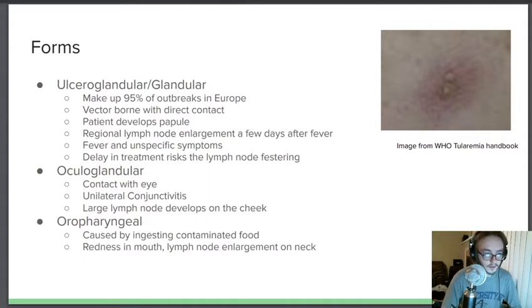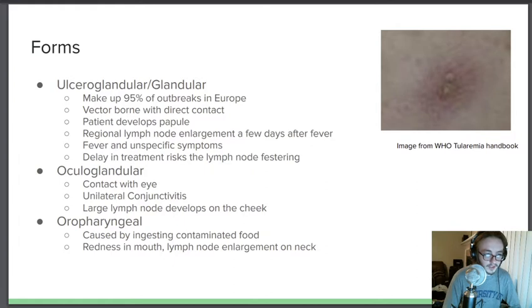Oculoglandular tularemia occurs when the bacteria enters the body through the eye. So, for instance, when handling a dead animal which was infected and not properly washing hands and then rubbing one's eye, this will result in unilateral conjunctivitis, which is swelling of the eyelid, redness of the eye, and expulsion of fluids from the eye. A large lymph node enlargement will occur on the cheek as well.